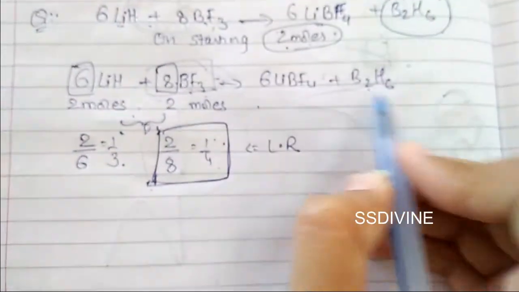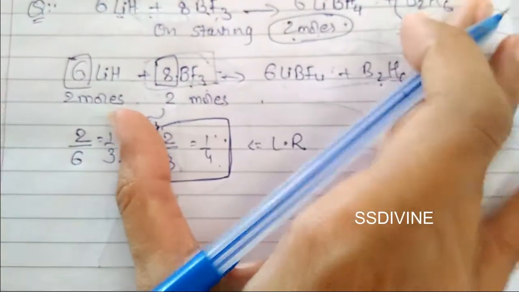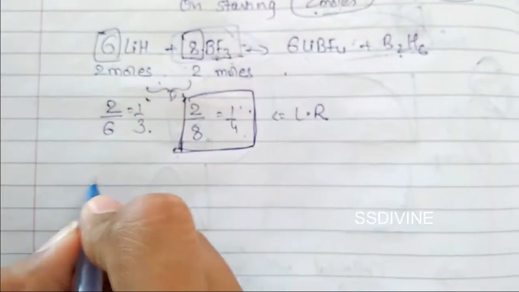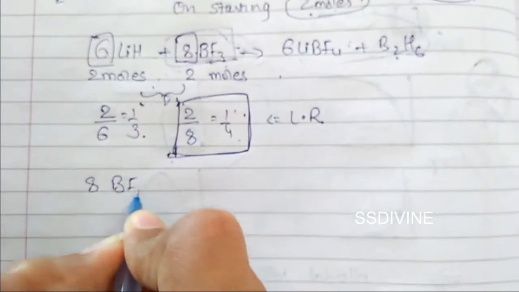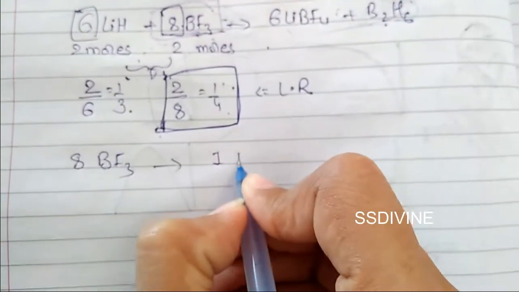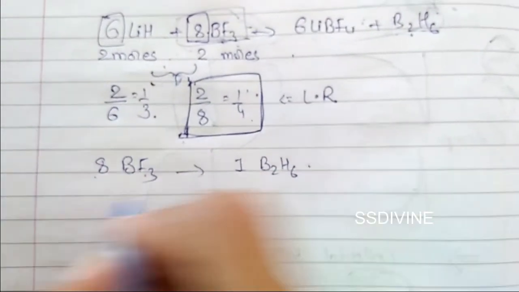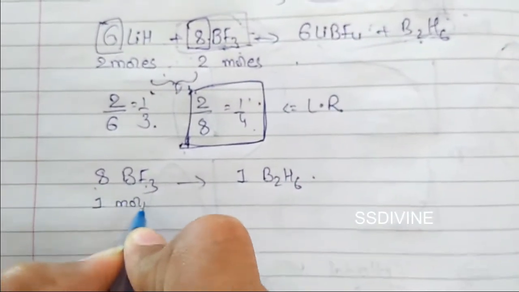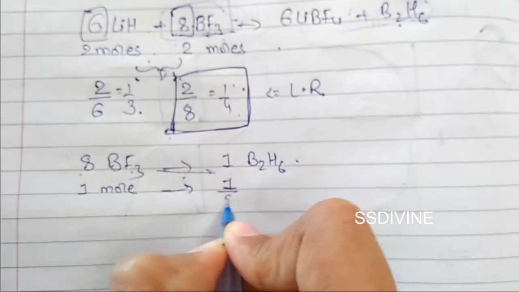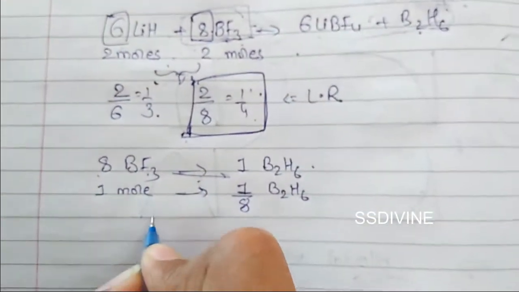Now we need to calculate the amount of B2H6 produced. So how many moles of B2H6 will be produced? See, 8 moles of BF3 will produce 1 mole of B2H6. So from 1 mole, how much B2H6 will be produced? 1 by 8. So 1 by 8 moles of B2H6 can be produced from 1 mole of BF3.